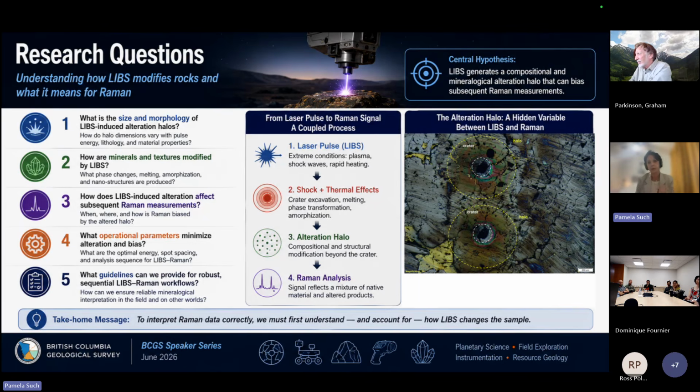So we produce a LIBS laser pulse in the sample. We create a shock thermal effect that was observable in the microscope. We create an alteration halo around the LIBS crater. And then we perform the Raman analysis along the sample. I'm sorry if I'm going too fast.